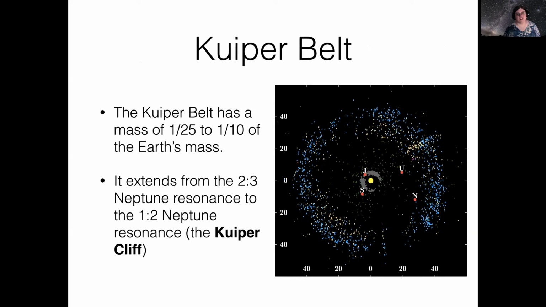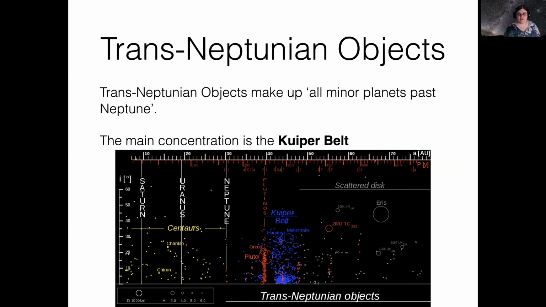So the Kuiper belt has a lot more stuff than the main asteroid belt. It might have as much as 1/10 the Earth's mass. And we have several dwarf planets that live there. Now, the inner edge isn't exact, but the 2 to 3 Neptune resonance seems to be a good place to mark it because there's a lot of stuff there, most of it trapped in that resonance. That's also where you find Pluto, the largest object in the Kuiper belt that we know about.